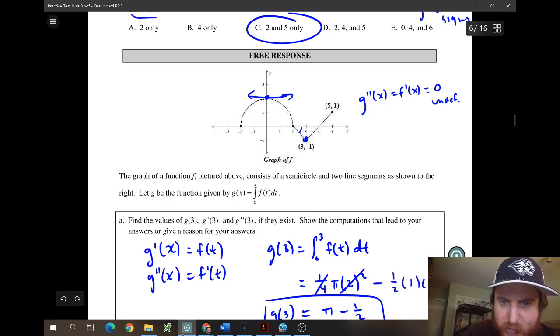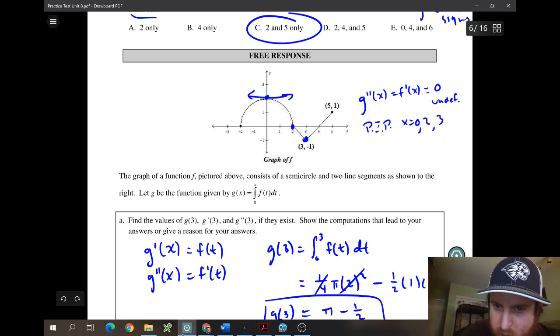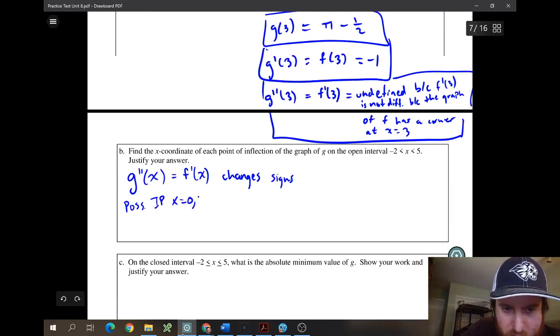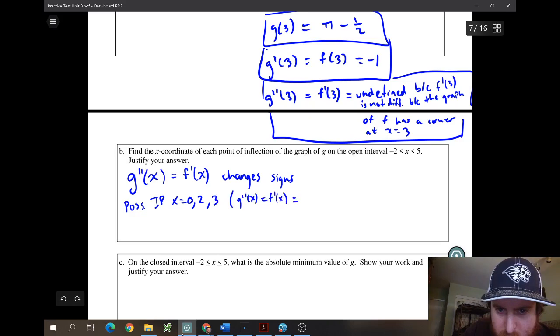So our possible inflection points, those possible inflection points would be x equals 0, 2, and 3, right? So we can even write that. We'd say possible inflection points are x equals 0, 2, and 3. If you wanted to, you could even write because g double prime of x equals f prime of x is 0 or undefined. But which one is not? 2 was not. And why?